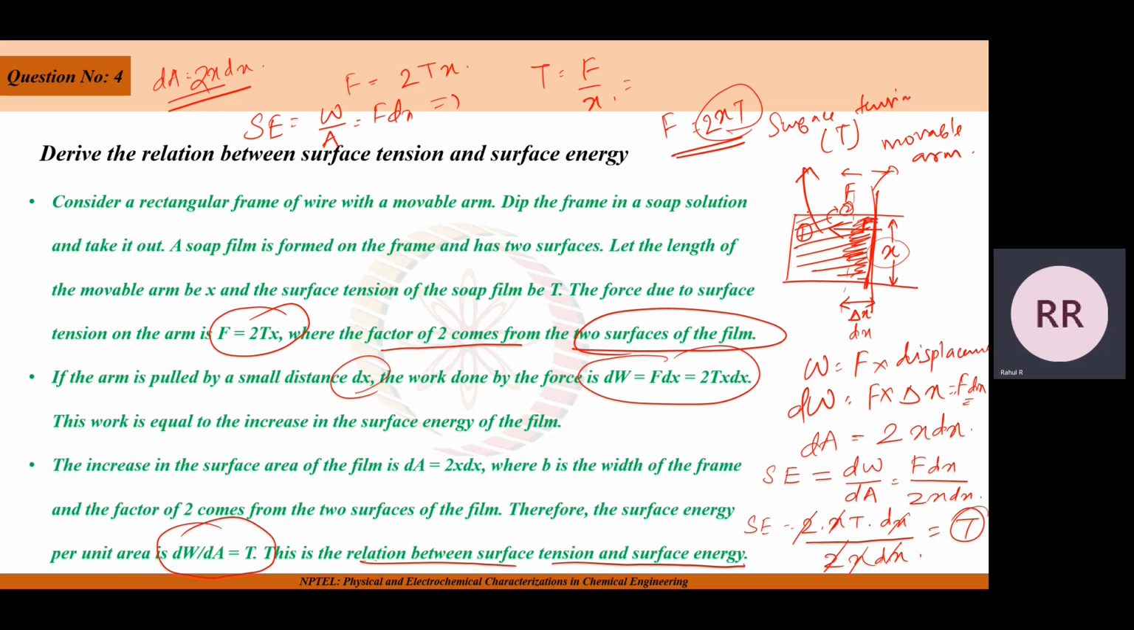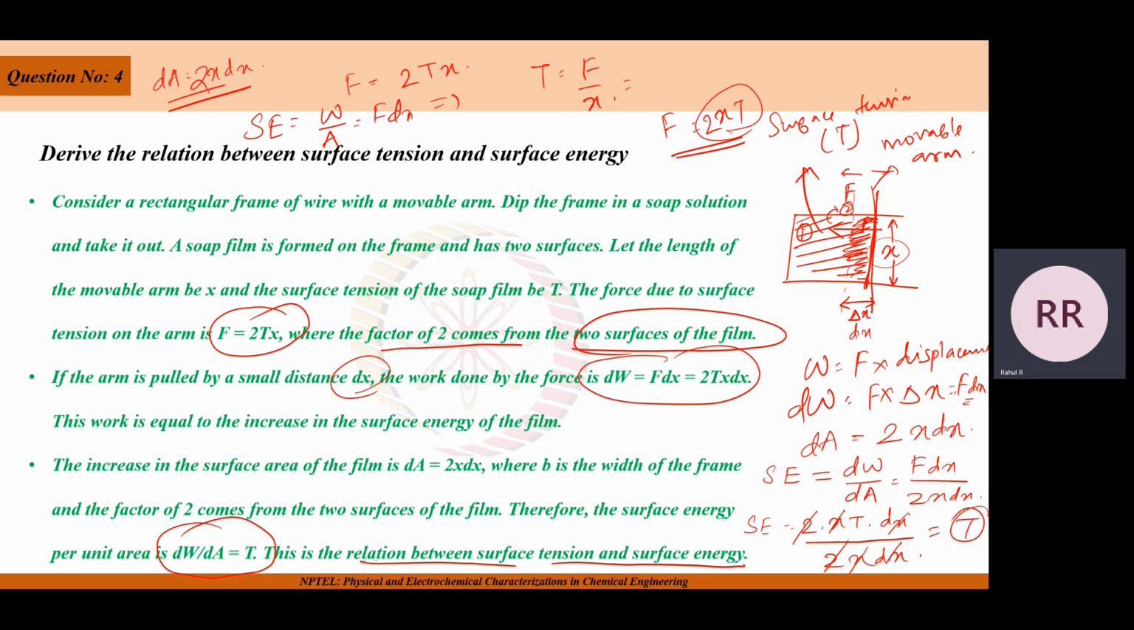Initially we need to calculate the force, so let us assume the tension of this. Then we fill a layer of soap, a soap film, into this particular area. When we move this freely movable arm to either side, the soap film will experience some kind of force. Here I have shown it compressing the bubble. Now just consider moving it towards the right side, where you are trying to expand the bubble.